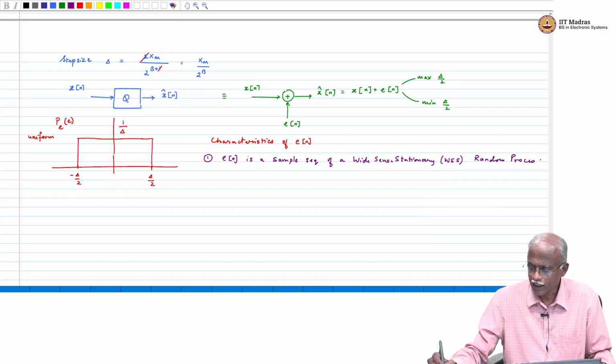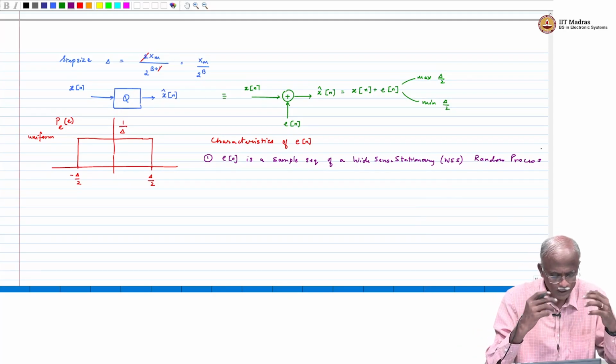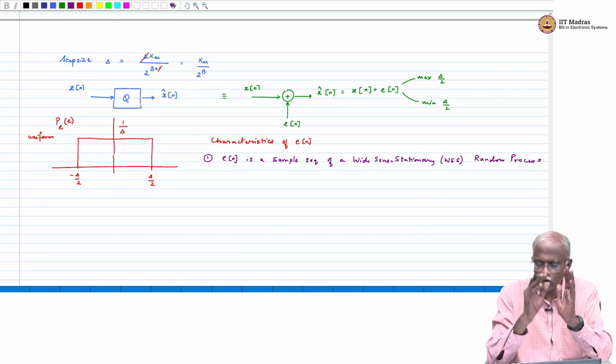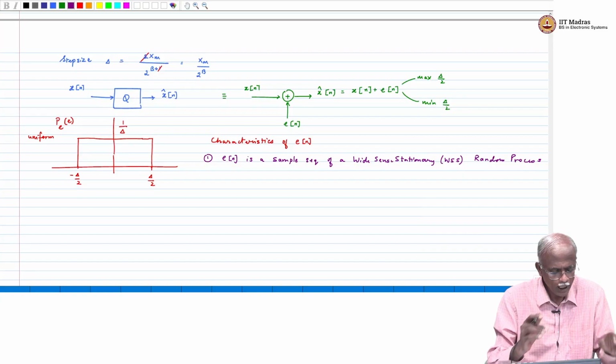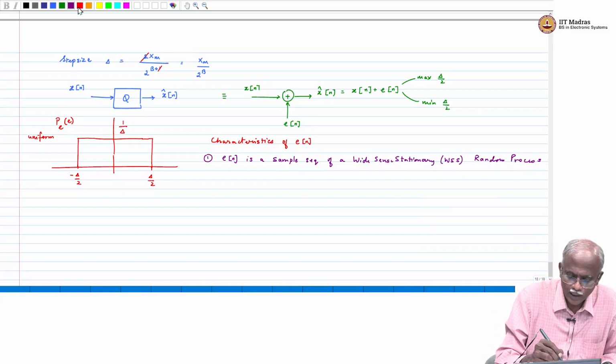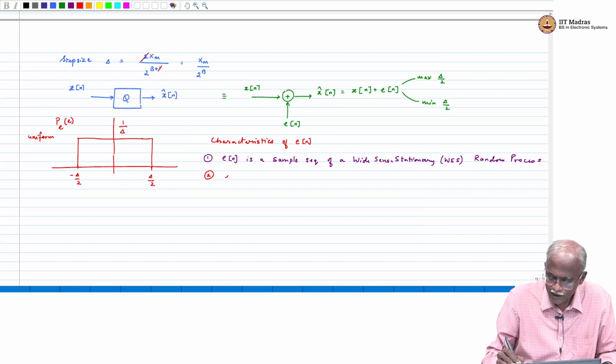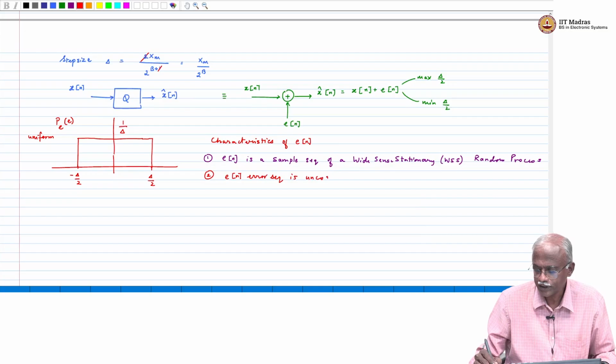Okay. Now, you may know what the properties of a wide sense stationary random process are, but even if you are not familiar, basically think of it as a random process which has certain properties. The second property that we are going to highlight for e of n is that the error sequence e of n is uncorrelated with the input sequence, uncorrelated with x of n.